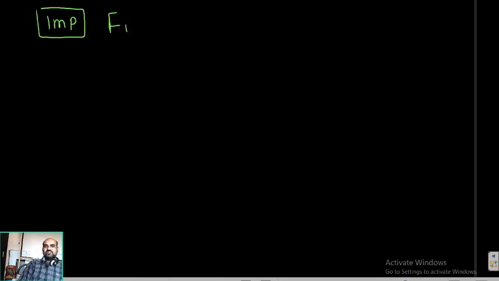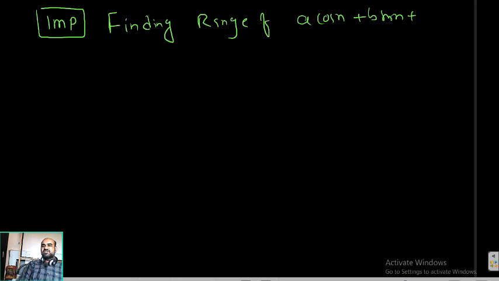Finding the range of a cos x plus b sin x plus c. Okay. So first of all, you know that the sin x range is -1 to 1. What is the meaning of that? -1 is less than or equal to sin x, less than or equal to 1 only.